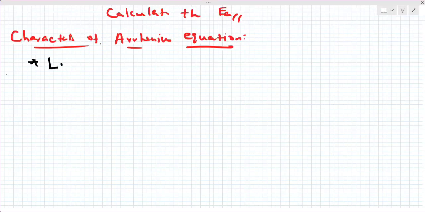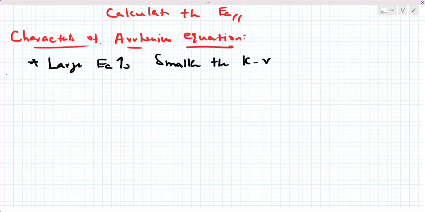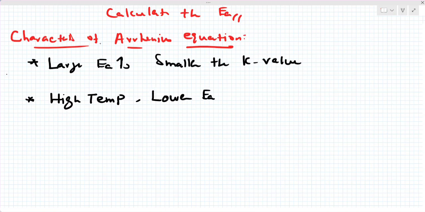First point: the larger the EA value, the smaller the K value. Whenever activation energy increases, it means the rate of reaction will be slow. Higher the temperature, lower the EA value, it means the K value increases.